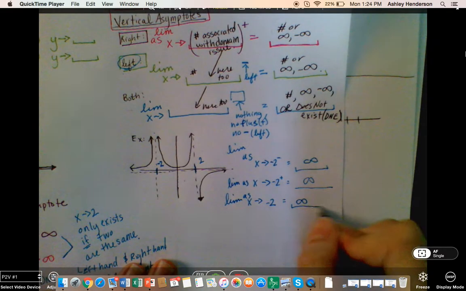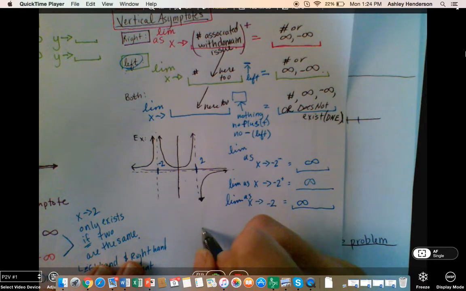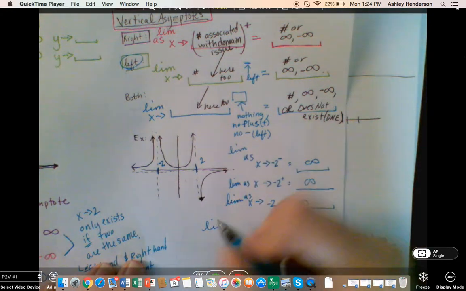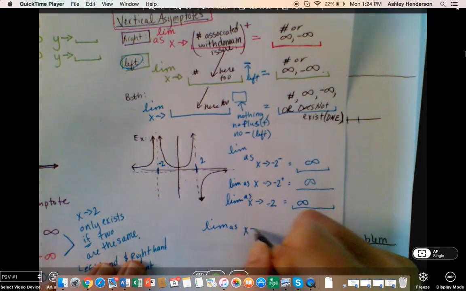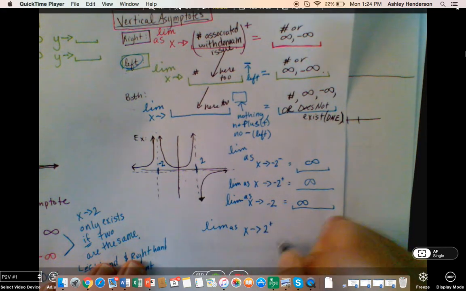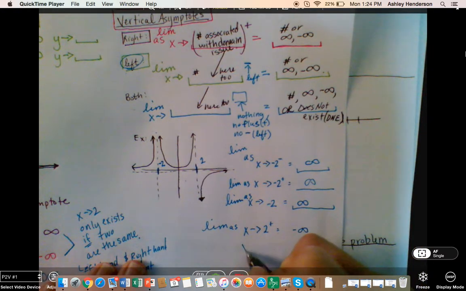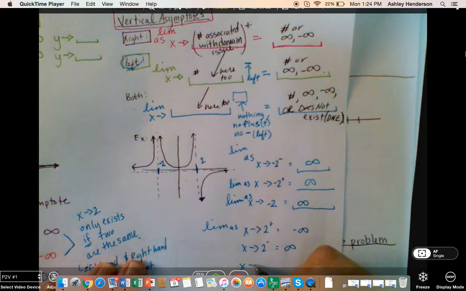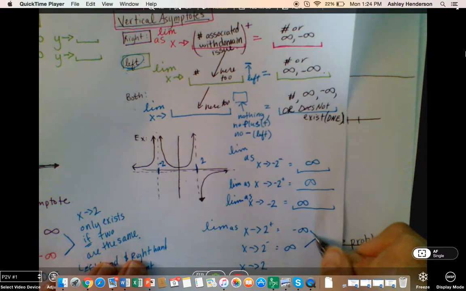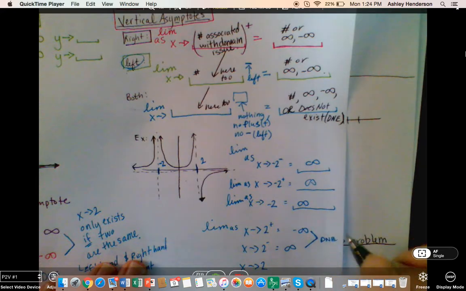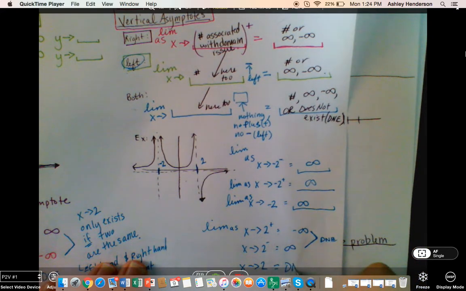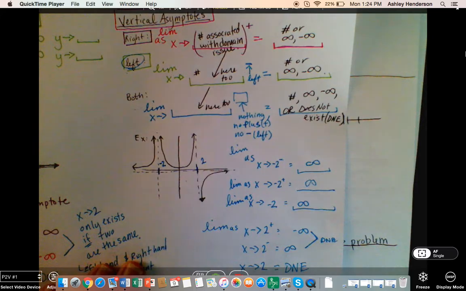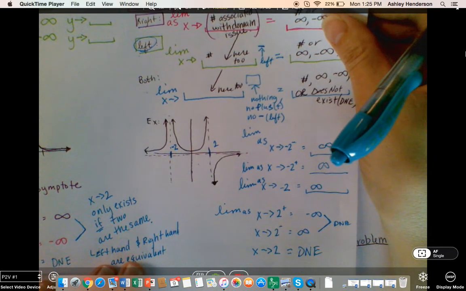All right. So the limit as x approaches +2 from the right, -infinity. X approaches 2 from the left, +infinity. And as x approaches 2, are these two the same? Does not exist, not the same. So that's the first page. We'll come to the next page on the next video.